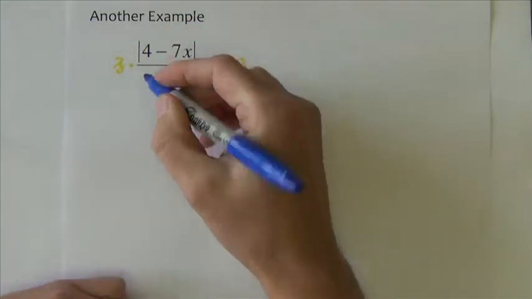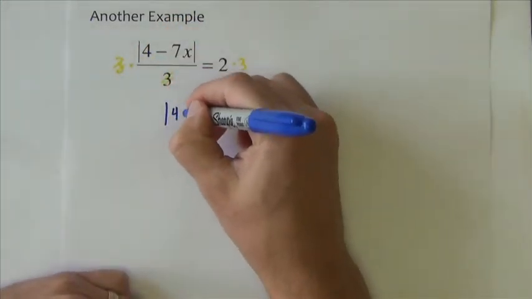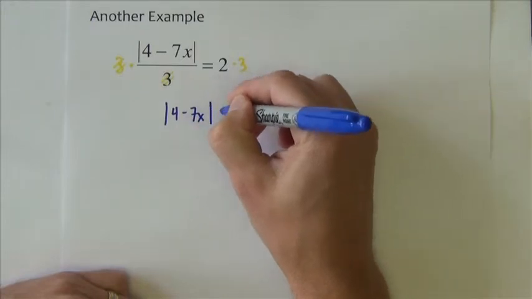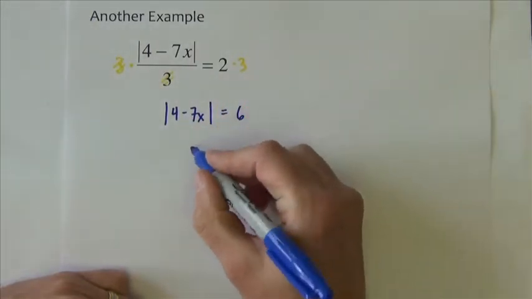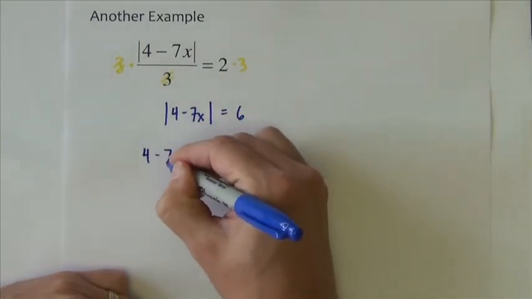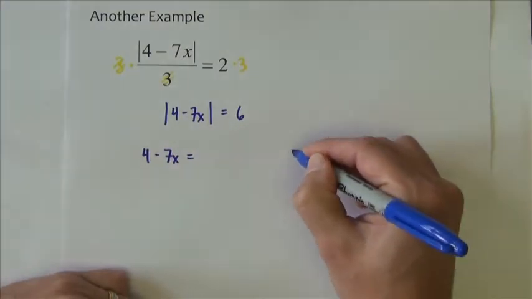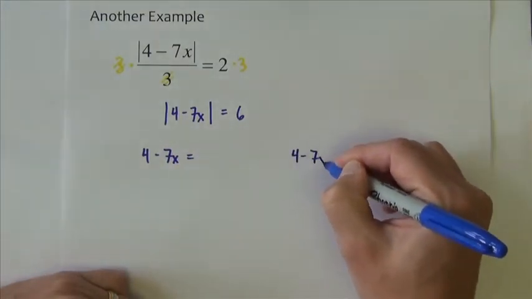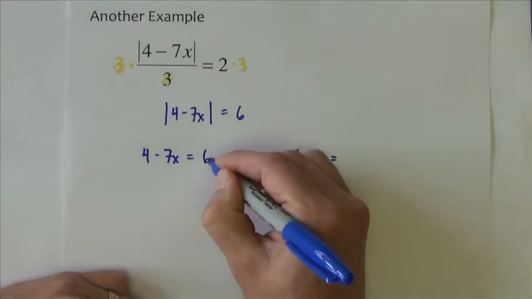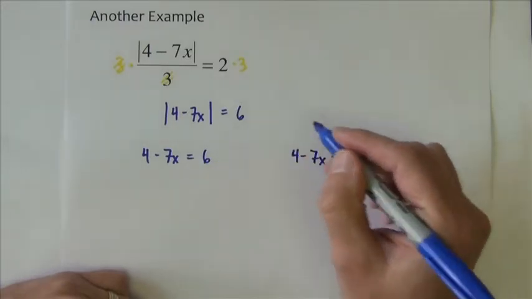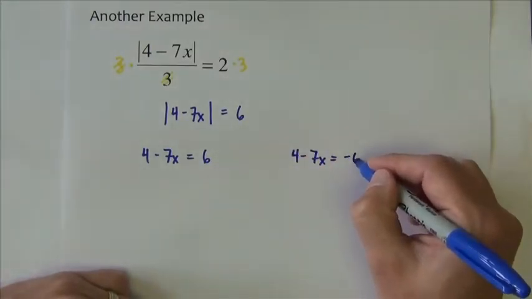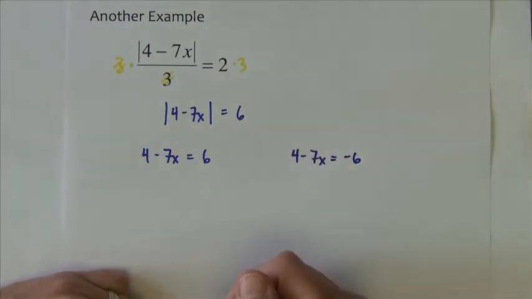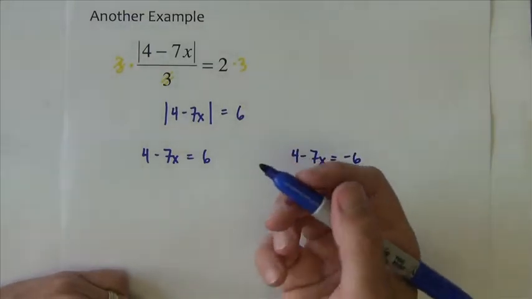Well, that gives us absolute value 4 minus 7x equals 6. So that means the 4 minus 7x can be equal to 6, because that would come out to be 6, or it can be equal to negative 6, because absolute value of negative 6 would be 6. And now we solve both of these equations.